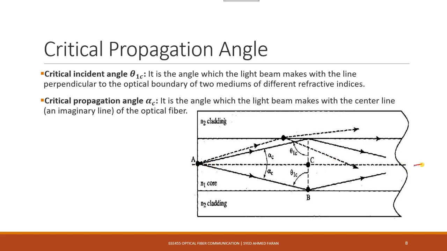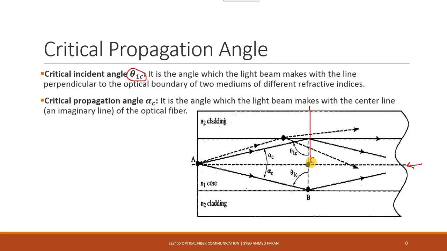So this is the center line in the optical fiber. This is not some practical or physical line drawn on the cable. It is just an imaginary line, so it is drawn in this dotted way. When we were talking about the critical incident angle, we were talking about the ray of light making an angle with this normal.